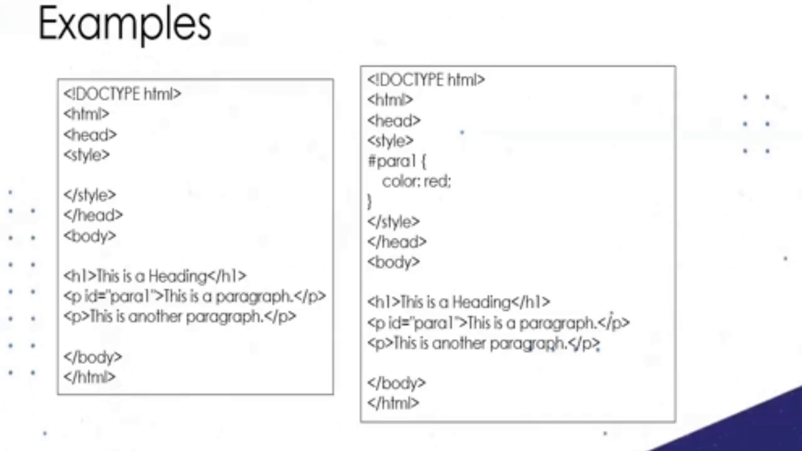Let's say dot new class, color red. Then for P, class equal new class, and then for H1 also class equal new class. Right?